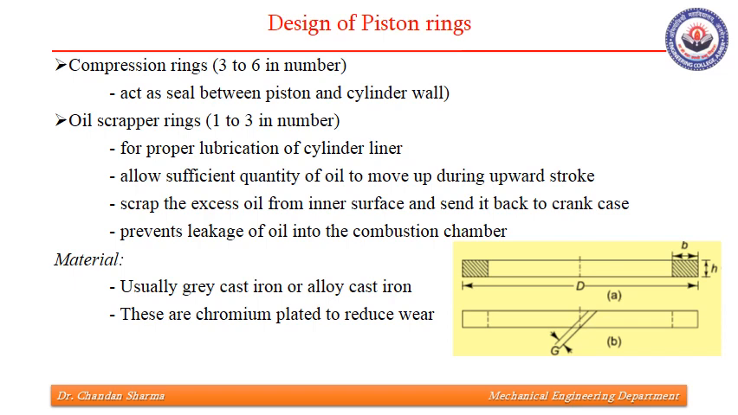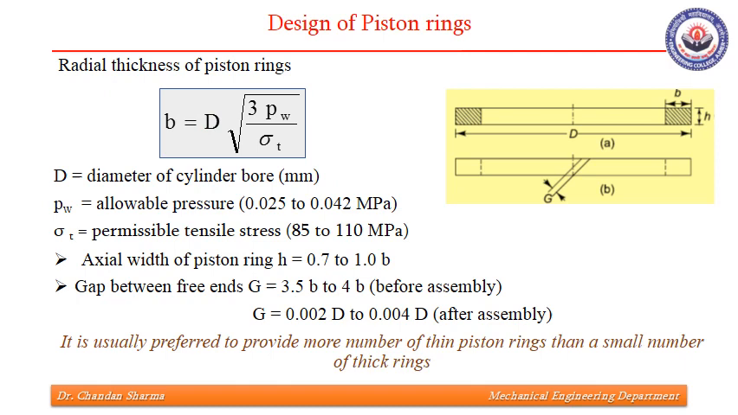The material of piston rings is usually grey cast iron or alloy cast iron. These are chromium plated to reduce wear. This is a diagram of a piston ring with radial width as B, axial width as H, and this is gap. They are open-ended. This gap also needs to be found. Now we need to find the thickness, radial thickness as well as axial thickness of piston ring.